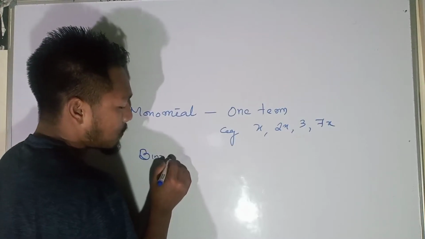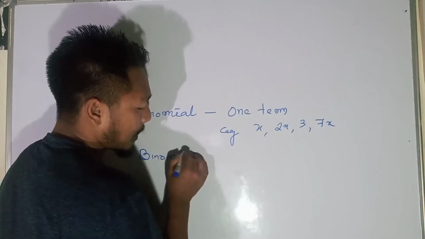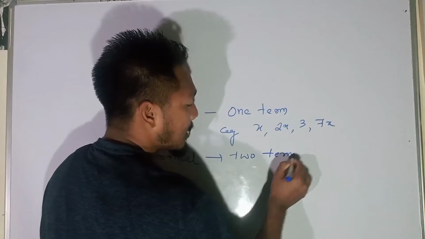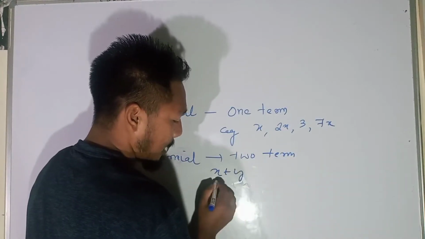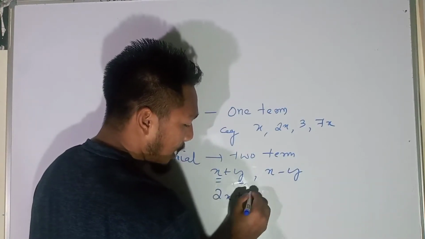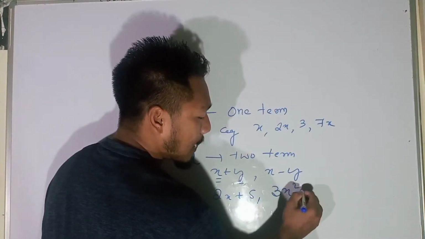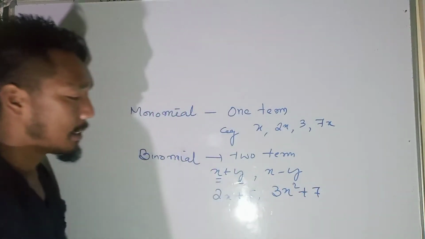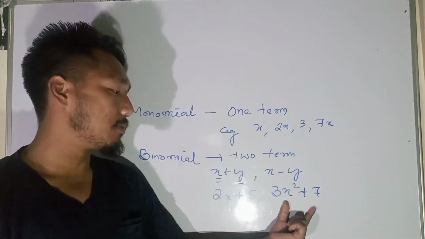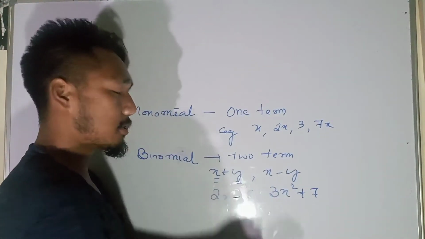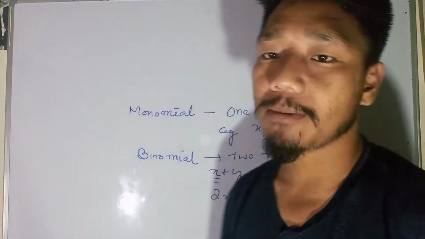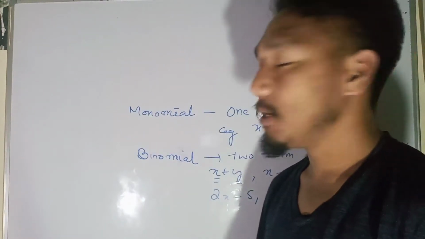In the same way we have also learned about the binomial expression. What is the binomial term? It has two terms, like x plus y, or x minus y, or 2x plus 5, or 3x cubed plus 7. So we can see that there are two terms. And these two terms are separated by either plus or minus. Such types of expressions we consider as binomial.